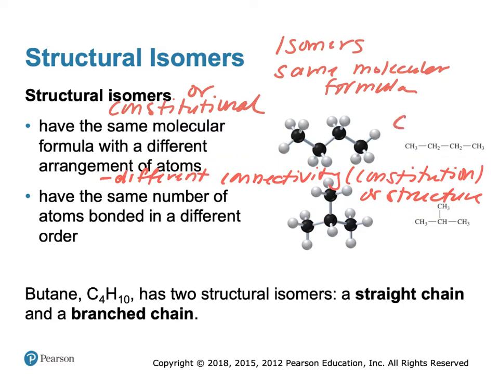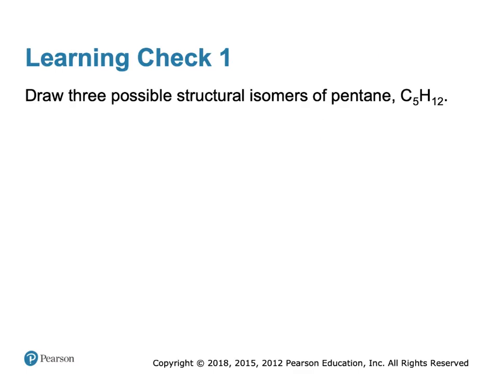So here we have C4H10. Here we have C4H10. But you can see that they are connected differently. And when they are connected differently, this leads to different properties. Let's do a learning check. We're going to draw 3 possible structural isomers for pentane. What you want to do is you want to start with the linear chain. 1, 2, 3, 4, 5.